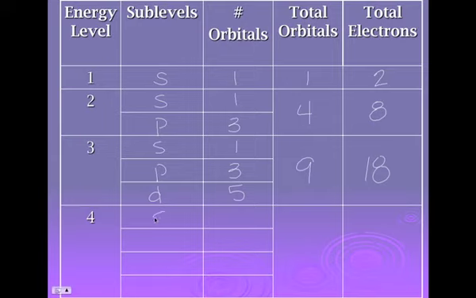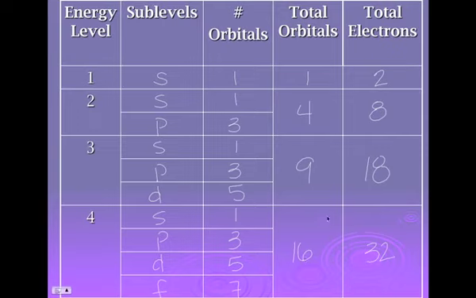Energy level 4 is S, P, D, and F. The orbital numbers of S is 1, P is 3, D is 5, and F is 7. Add all those up and you get 16 total orbitals for energy level 4. 16 times 2 gives you 32 electrons. The pattern here is probably those numbers that your 8th grade science teacher told you to memorize, but then I showed you could just read them off the squares on the periodic table.